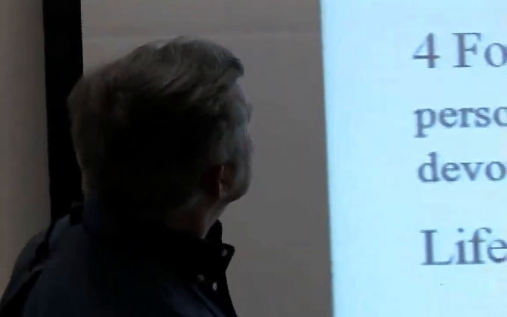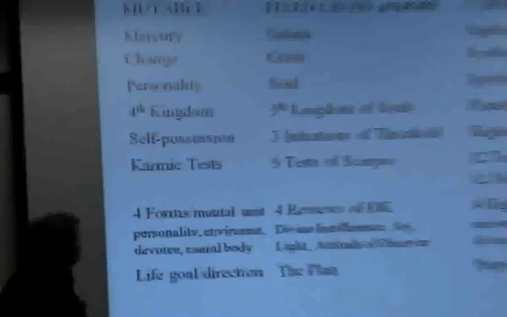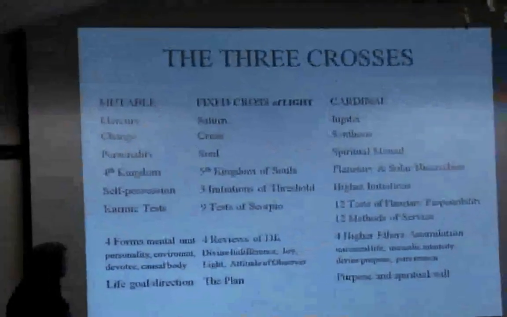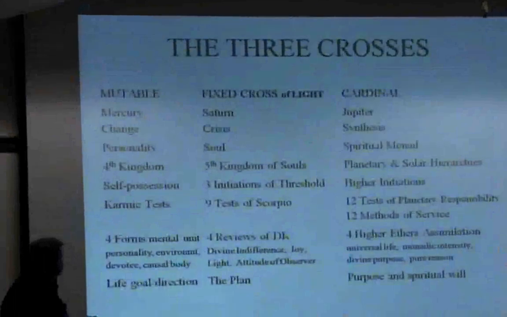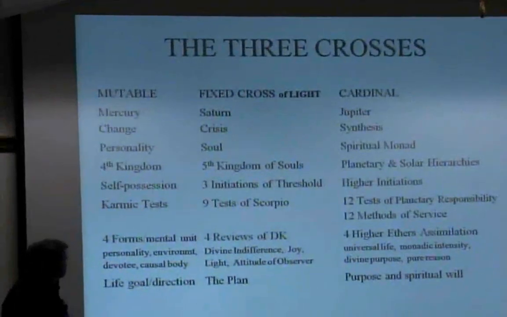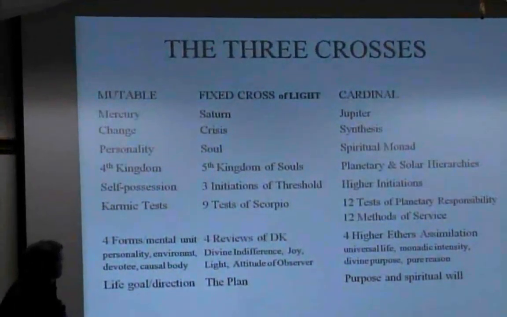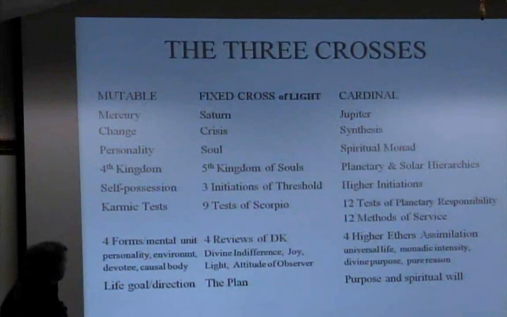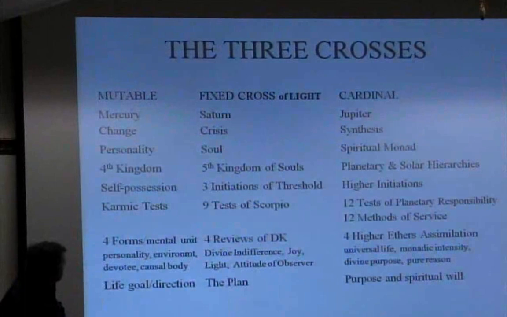Here we have the 3 crosses: mutable, fixed cross of light, cardinal, and the 3 rulers, Mercury, Saturn, the fixed cross, and Jupiter, the cardinal. Change, crisis, and synthesis, personality, soul, spiritual monad, or triad. 4th kingdom, 5th kingdom, approaching the 5th kingdom at the end of the fixed cross, and planetary and solar hierarchies.